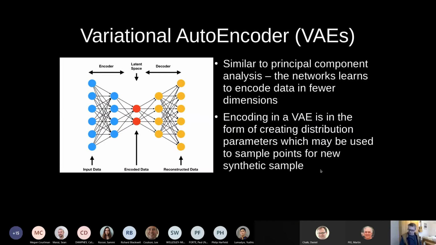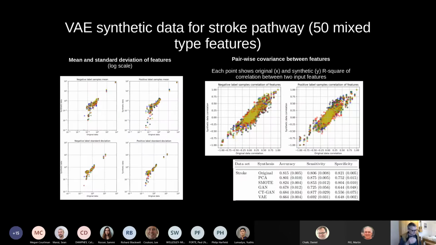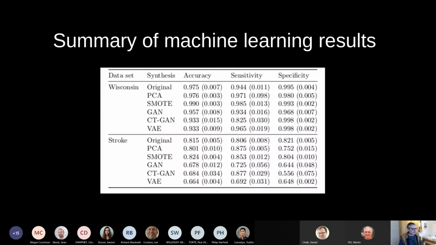Variational autoencoders. For the sake of time, I'm going to skip over this because I think these probably will be disappearing as GANs take over the world. But again, we get reasonable data.